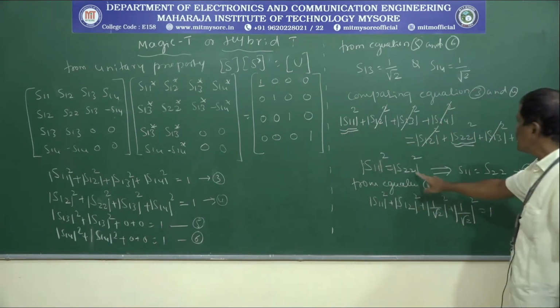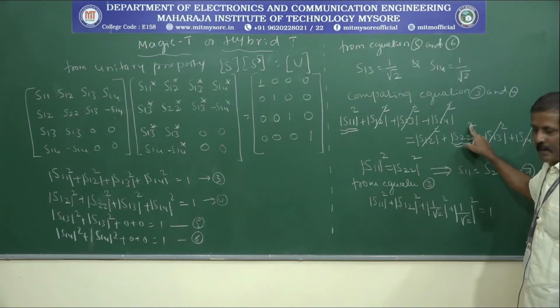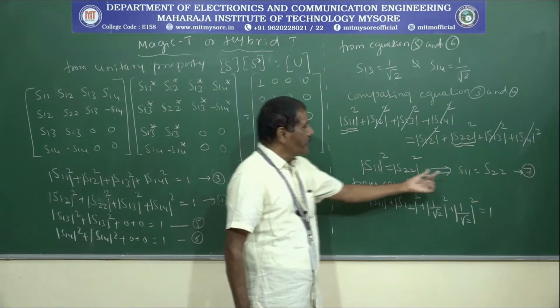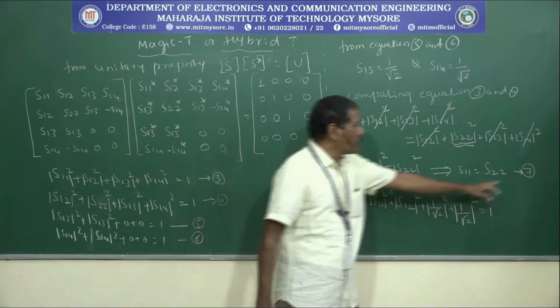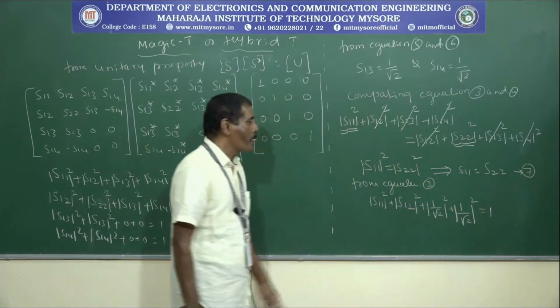That is S11 square is equal to S22 square. Then I can write it as S11 is equal to S22. So I will write it as equation number 7.